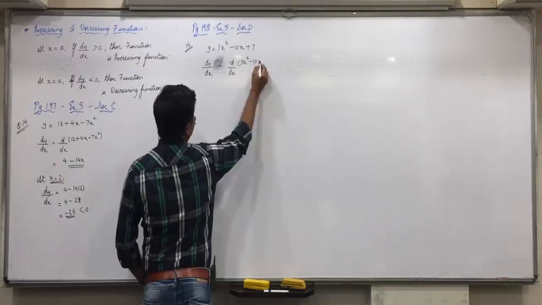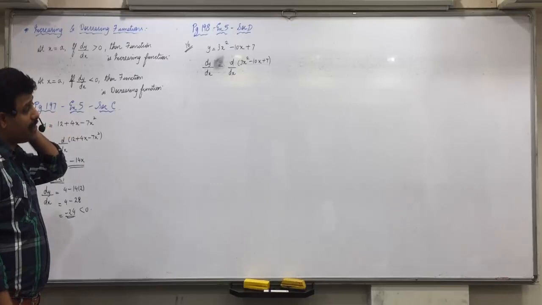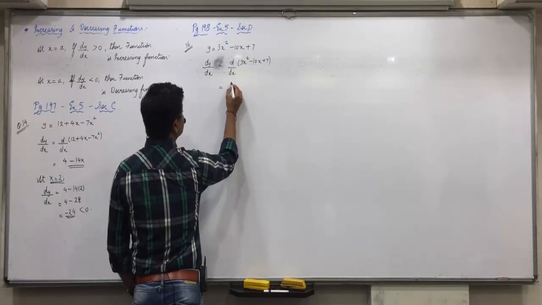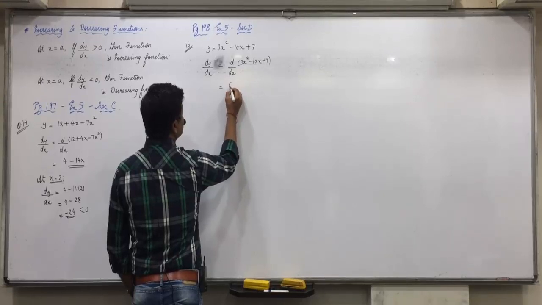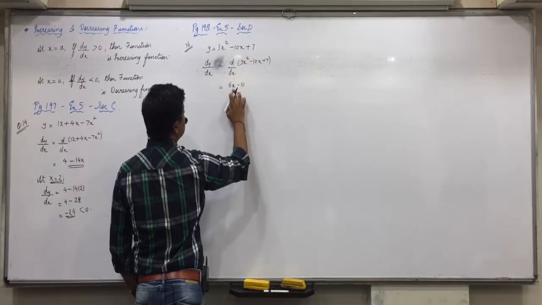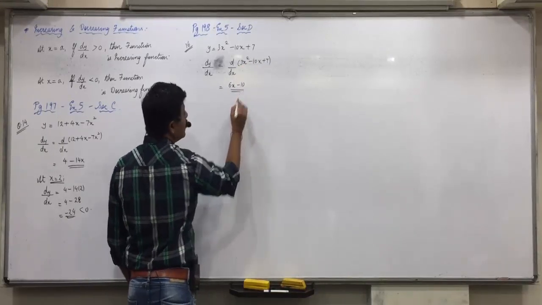How will we proceed? Yes, very first of all, we will find dy by dx. So that is d upon dx of 3x square minus 10x plus 7. Equals 6x minus 10. Yes, 3 into 2, 6x, 2 minus 1 is simply 1 and minus 10x simply becomes minus 10, 7 becomes 0.